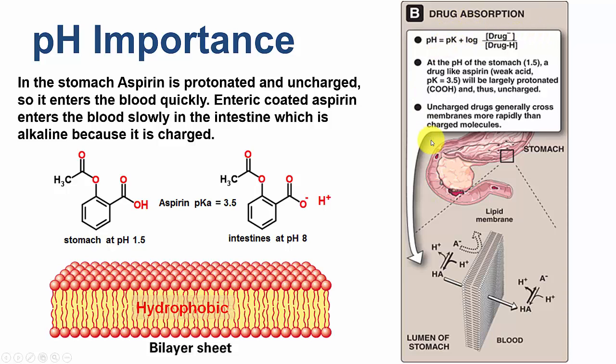So, drug absorption. This is the example of aspirin here in the stomach with the acid pH. It absorbs quite well, and that's because if it's uncharged, it goes through the bilayer of the membrane of the stomach and gets into the blood.